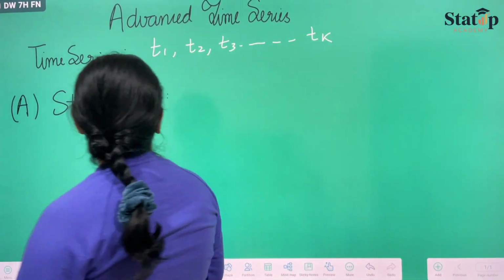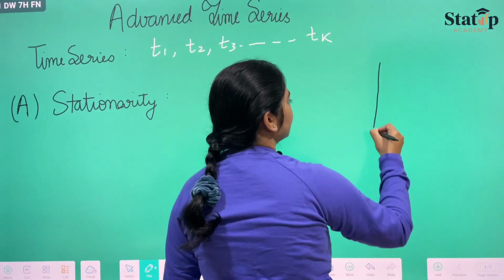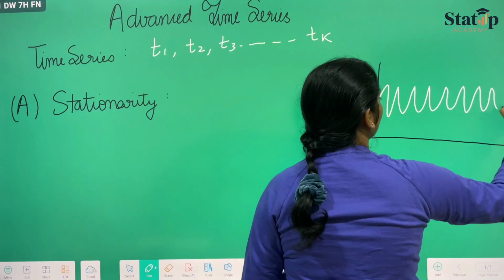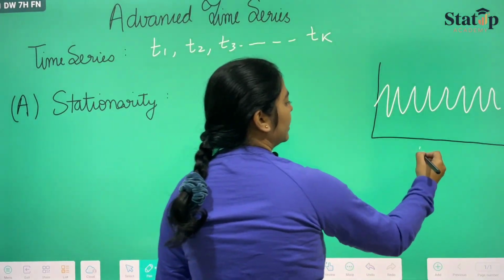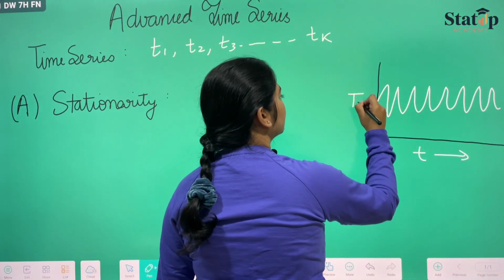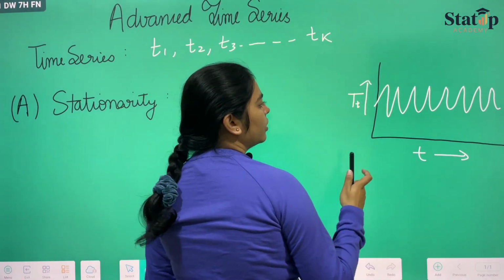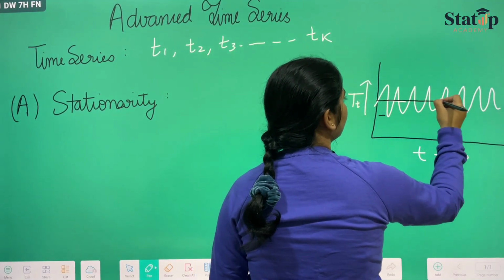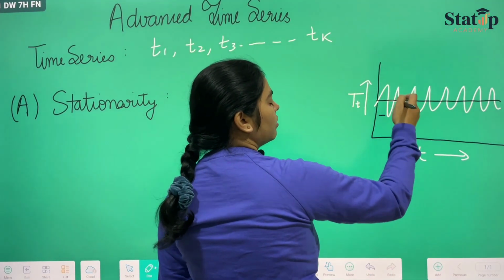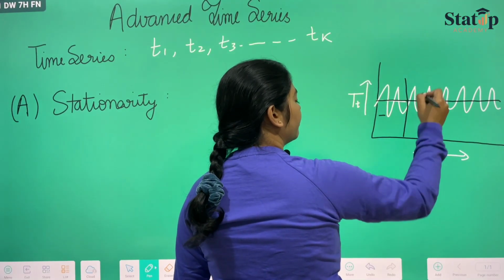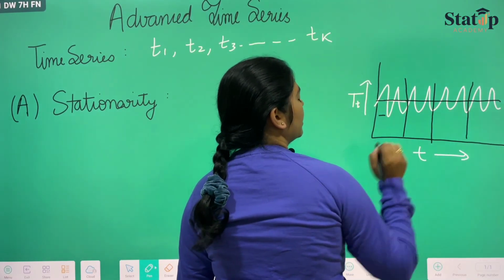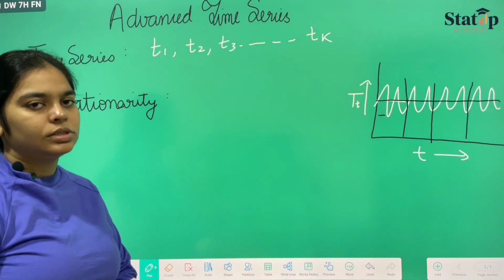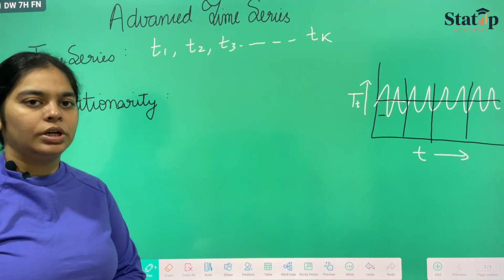If we have a time series like this, suppose this is the time series, for time t the value of T. Here we see that there is constant mean, as we can see. The variance is also the same, and the autocovariance, one portion being equal to the next portion, is also the same. So when the mean, the variance, and the autocovariance remain constant, it is known as a stationary time series.